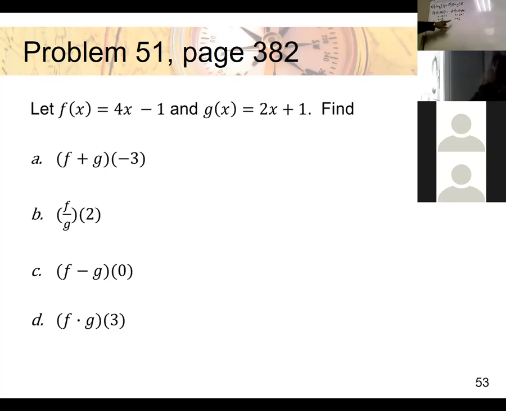And then I add these two together to get my final answer. F of negative 3 came out to be negative 13 plus g of negative 3 came out to be negative 5. Negative 13 plus negative 5 would be negative 18.